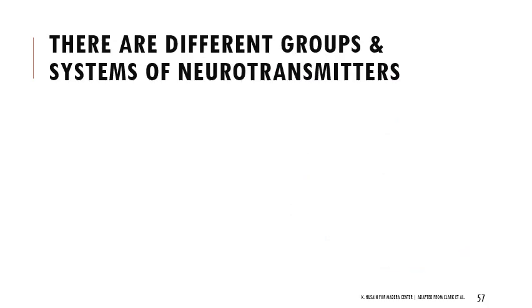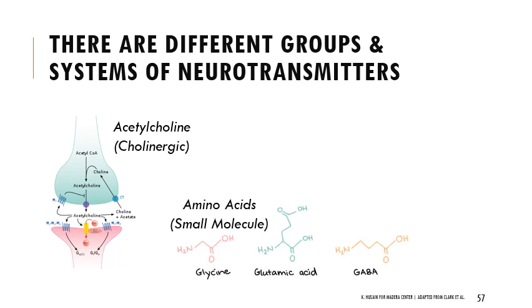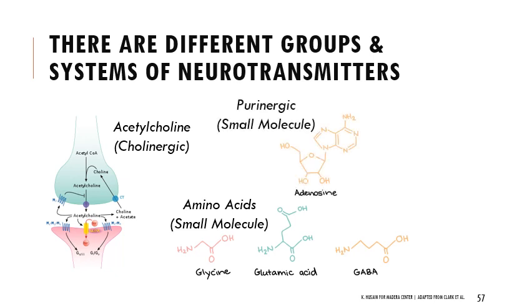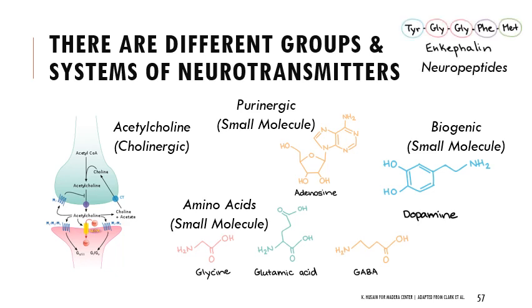So when we're thinking about different neurotransmitters, there's a lot of different groups of them. One of the most well-studied is acetylcholine, which is part of what's called the cholinergic system. There's amino acid or small molecule neurotransmitters. Other types of small molecule neurotransmitters include purinergic, so things like adenosine, as well as biogenic, things like dopamine, and then the neuropeptides. So these are a series of amino acids held together to form a polypeptide chain.